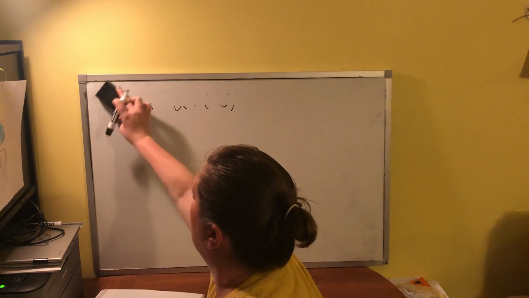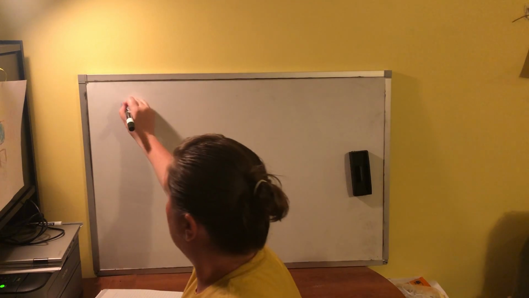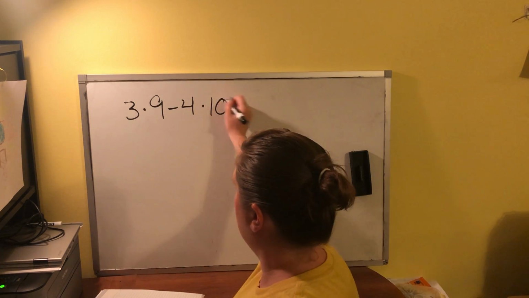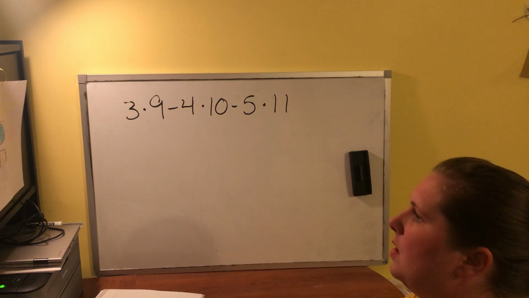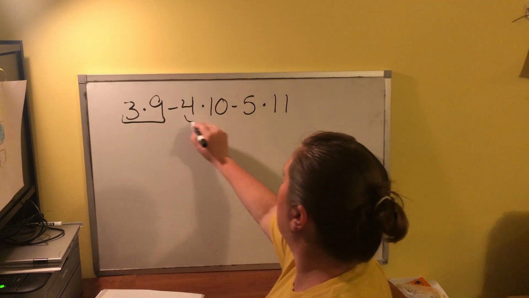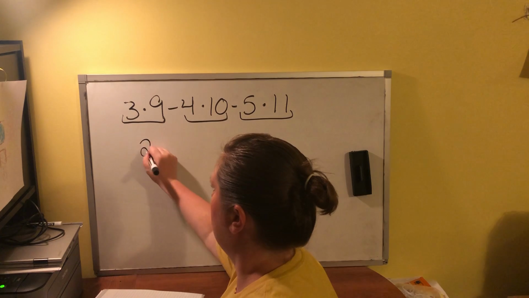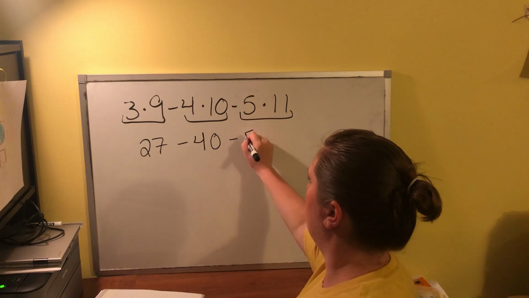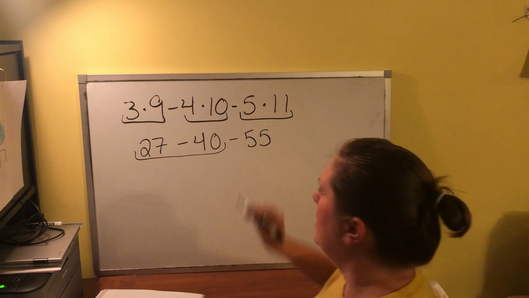All right, let's look at 2 more order of operations, and that is all this section is, okay? And then you're done. So we have 3 times 9 minus 4 times 10 minus 5 times 11. So order of operations, no parentheses, no exponents, so now we're looking for multiplication or division, which we have, and it actually occurs 3 times in this problem. So we can do 3 times 9 is 27, minus 4 times 10 is 40, minus 5 times 11 is 55, okay?